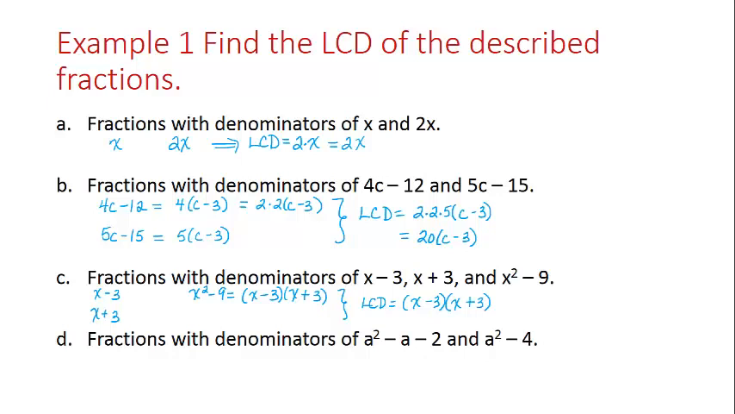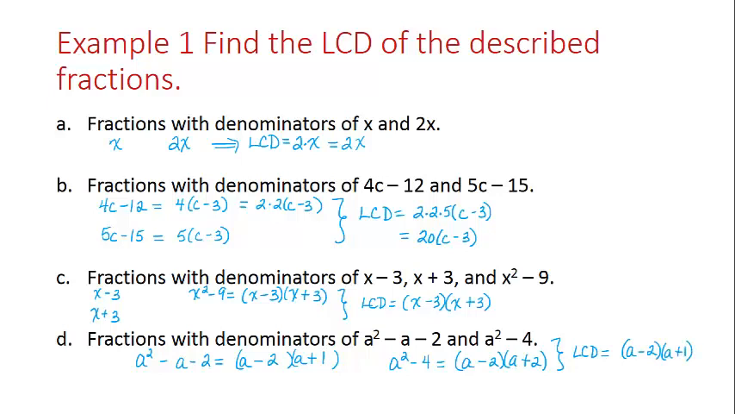And lastly, the fractions with denominators of a squared minus a minus 2 and a squared minus 4. We factor a squared minus a minus 2, and that factors as a minus 2 times a plus 1. Right, we need the factors of negative 2 whose difference is 1. And then a squared minus 4 is the difference of squares, the product of conjugates, that would be a minus 2 times a plus 2. So the LCD consists of both factors, a minus 2 times a plus 1. And from the second denominator, we need an a minus 2, which we already have. We also need to include the factor of a plus 2.